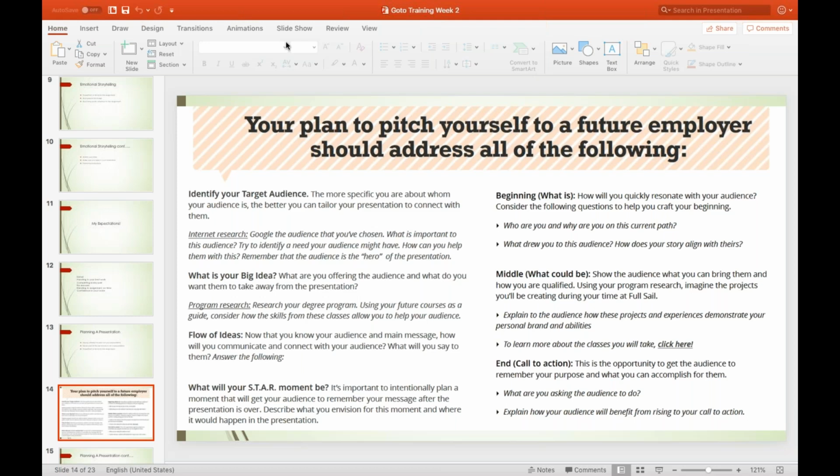The middle: show the audience what you bring them and how you are qualified. The middle could be a little bit in the future. Using the program research, imagine the projects you will be creating during your time at Full Sail, whether you're taking a business class or doing more.